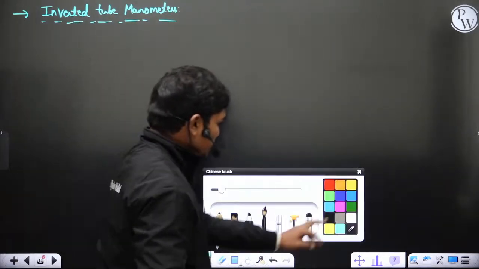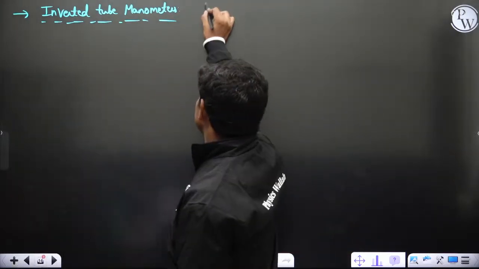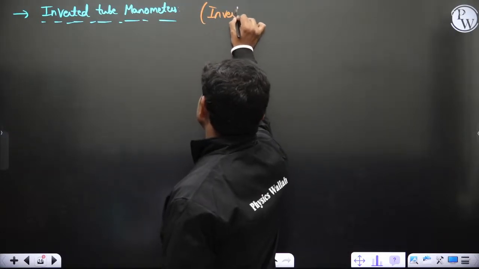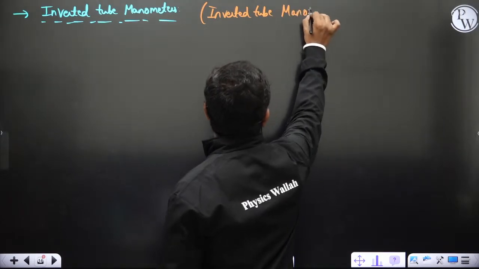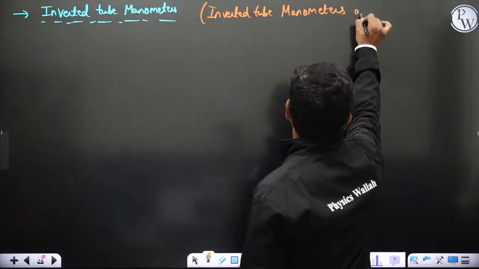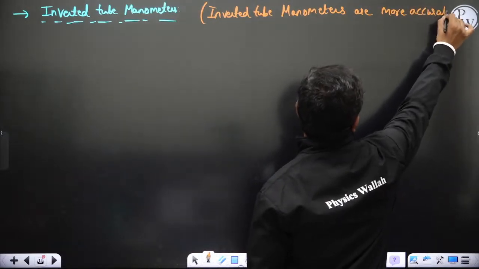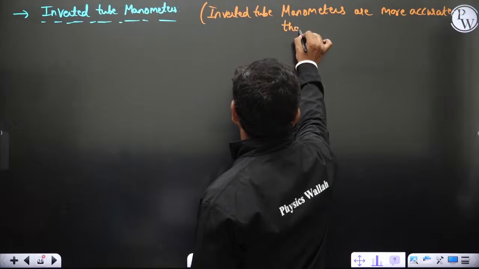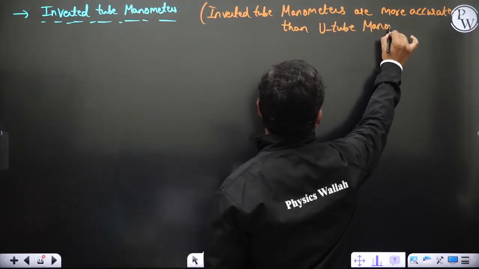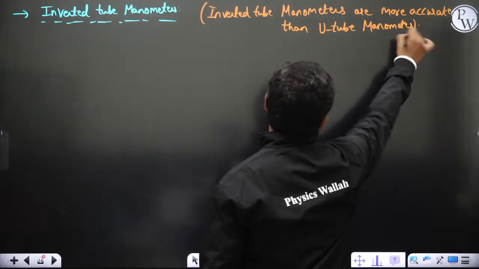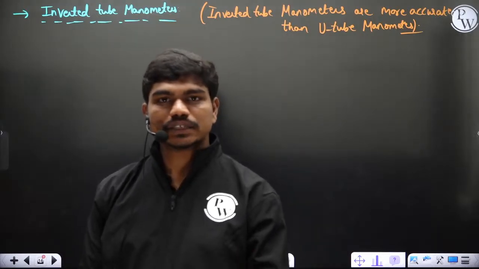See here. Why inverted tube? You might have studied this statement: inverted tube manometers are more accurate than U-tube manometers. U-tube means, of course, differential U-tube manometers. Have you seen this statement anywhere? Do you know that inverted tube manometers will actually give you better accuracy?